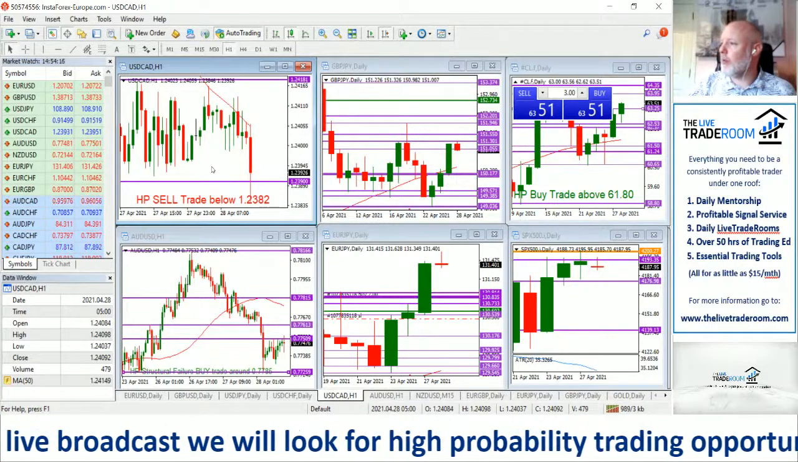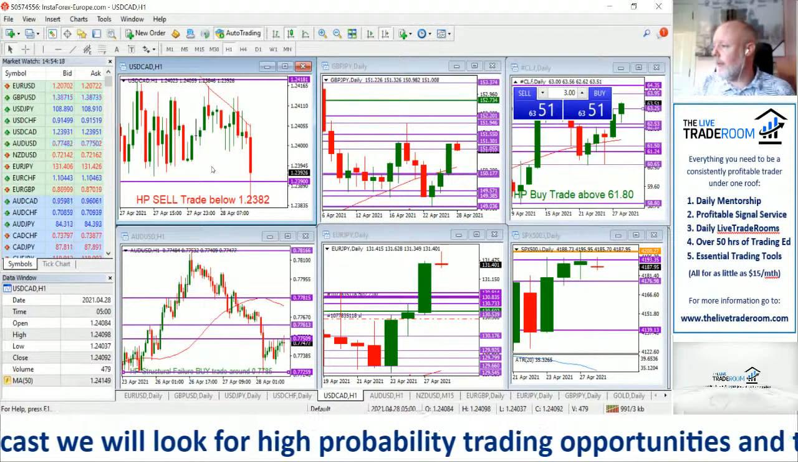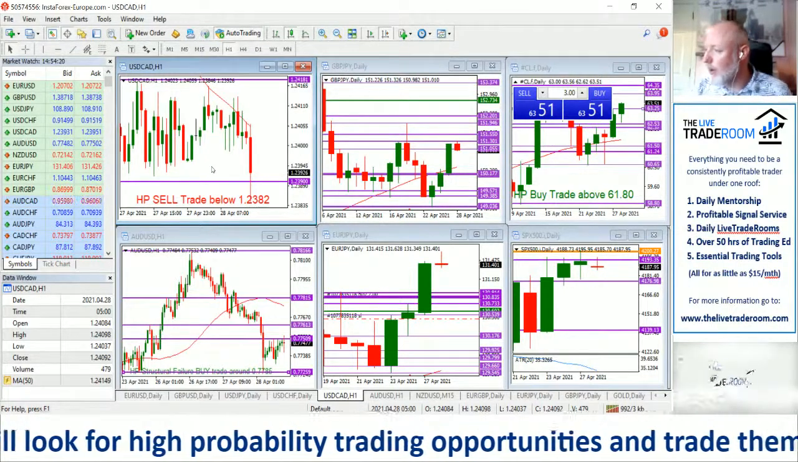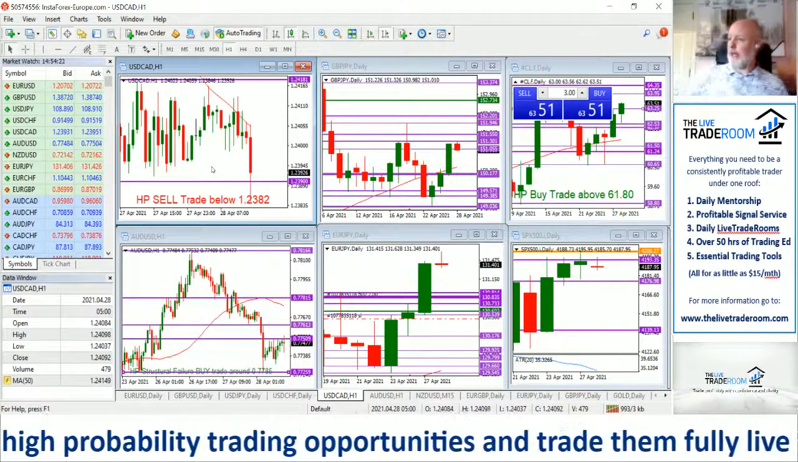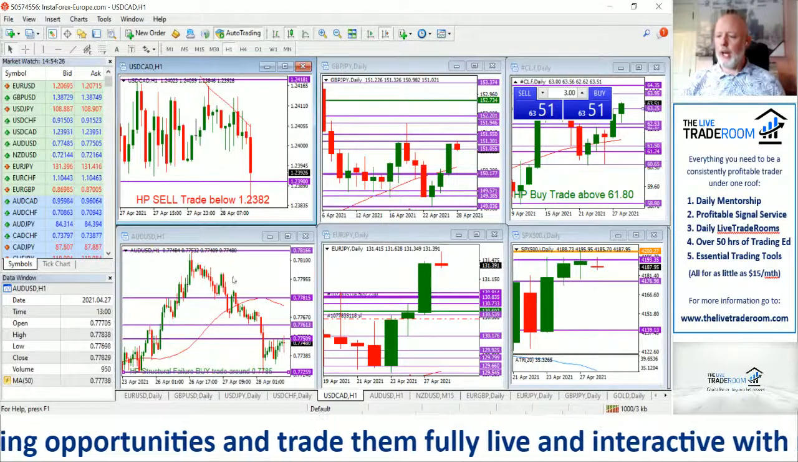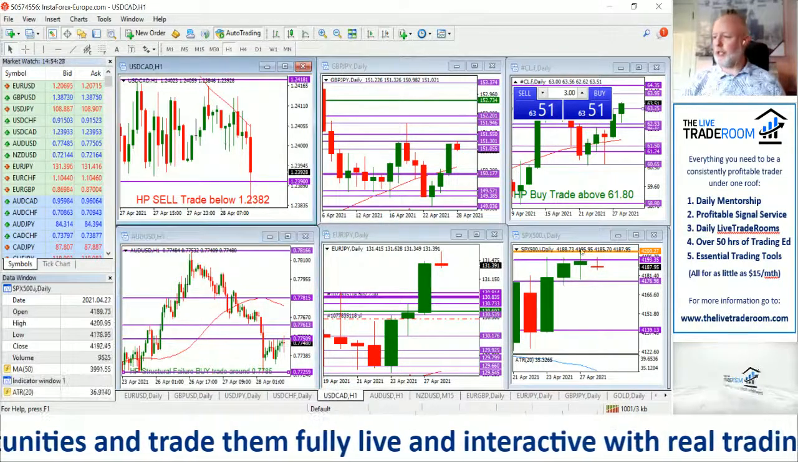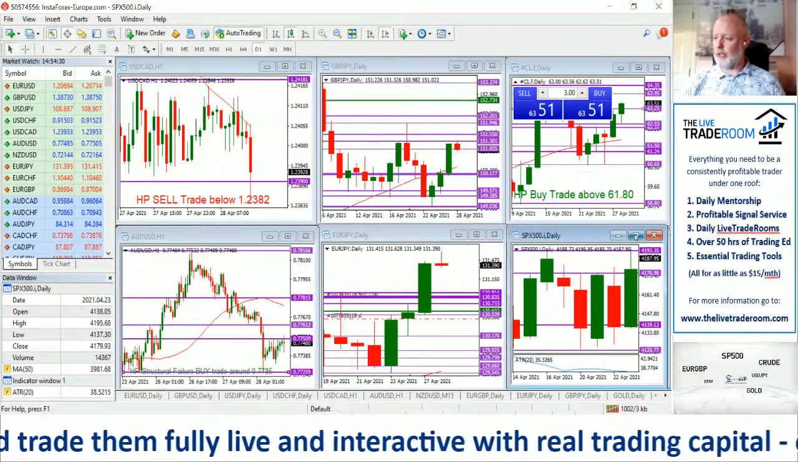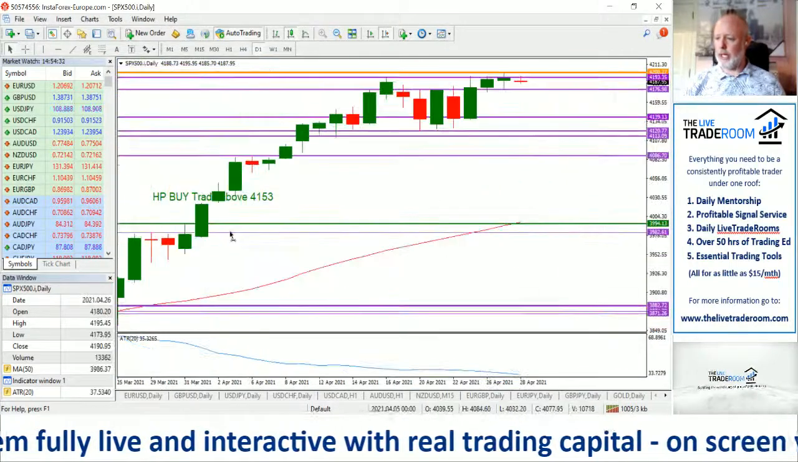I do have our squawk on, I believe. So we'll see if we get any market updates shortly. So looking at the US dollar, it's worth just having a quick look at the markets like the S&P 500, just the US indices markets.